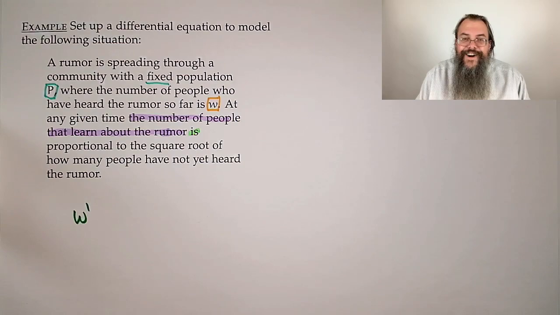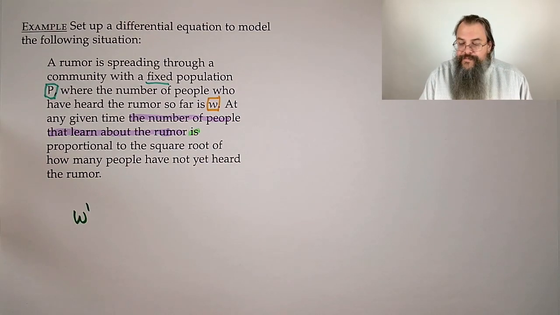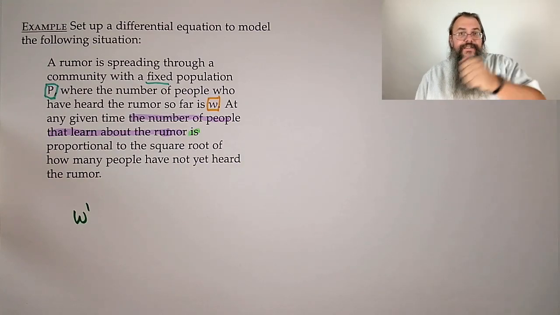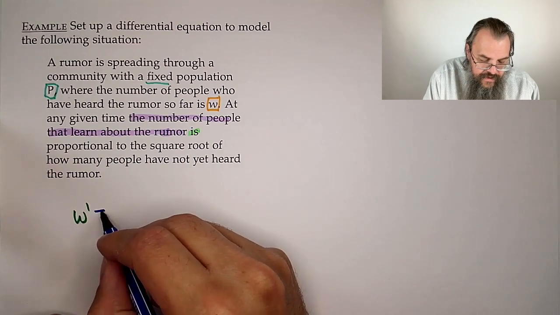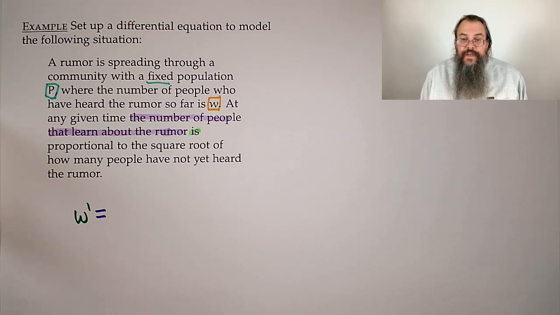Is. All right, what does "is" correspond to? Equals. So when we have something is something, that really means these two things are equal to each other. So W prime is something. W prime equals something. All right, great. Now to our next part.